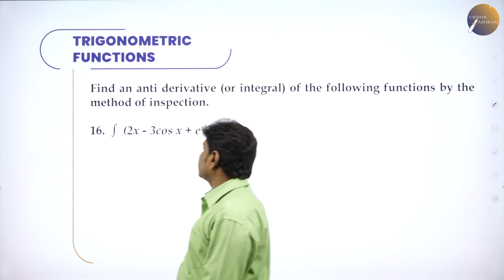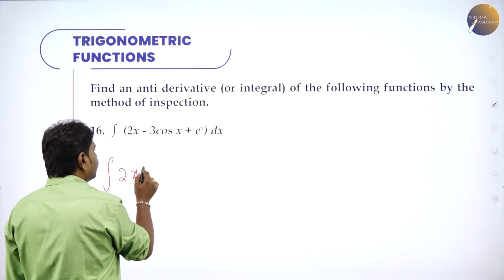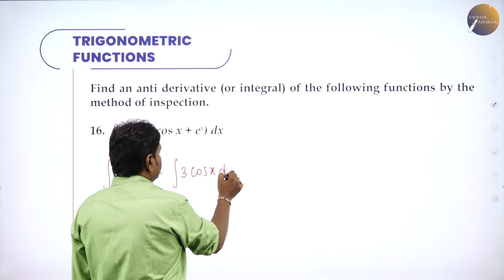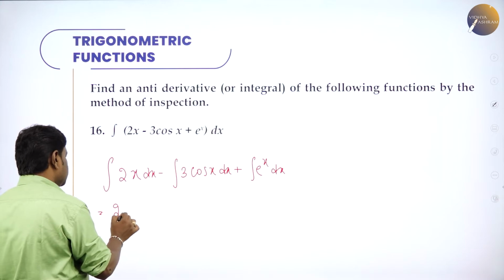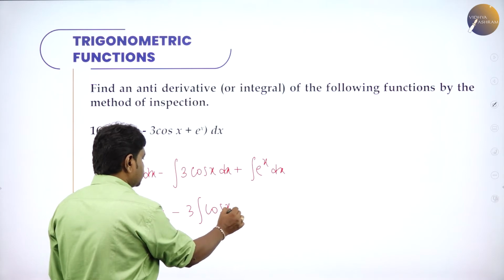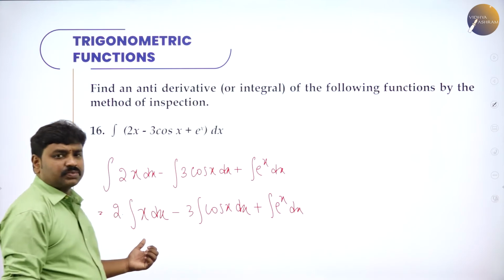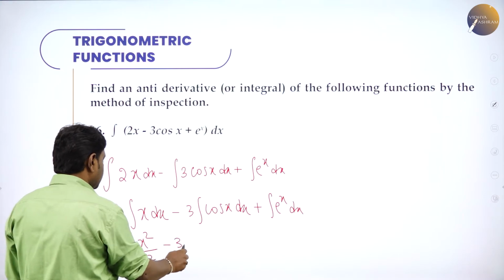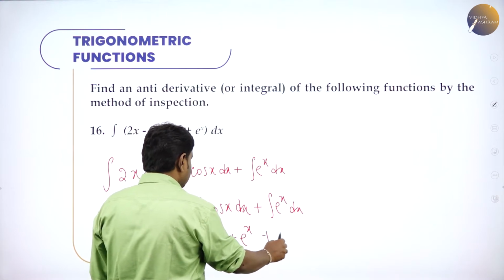So next question: integration of (2x − 3cos x + e^x). Integrate each term. All are in integrable form, all are in the formula: 2x, minus 3 cos x dx, then plus integration of e^x dx. Simple and direct. All of you know 2 is constant, take it out. Integration of x dx minus 3 is constant, take it out. Integration of cos x dx plus integration of e^x dx. You know integration of x^n is x^(n+1) by (n+1), so it will become 2 into x²/2 minus 3 into integration of cos x is sin x plus integration of e^x is e^x plus c.